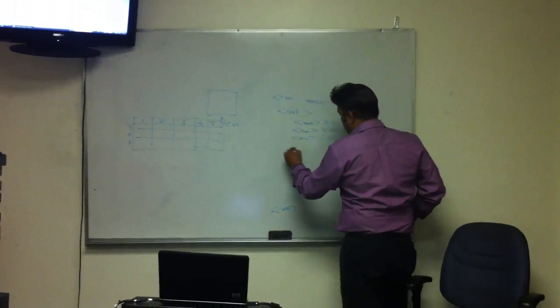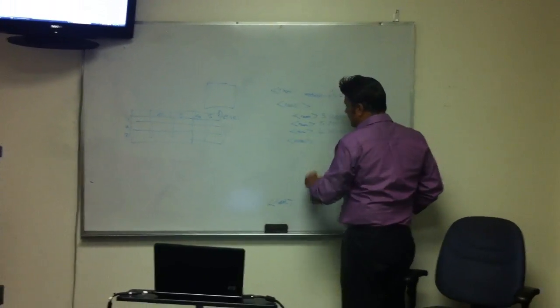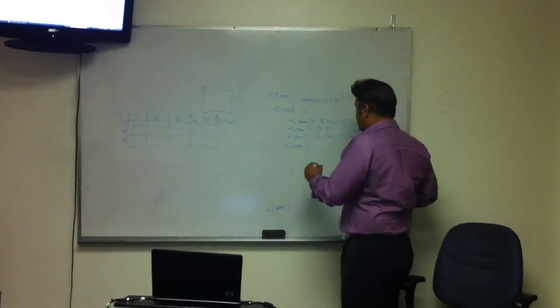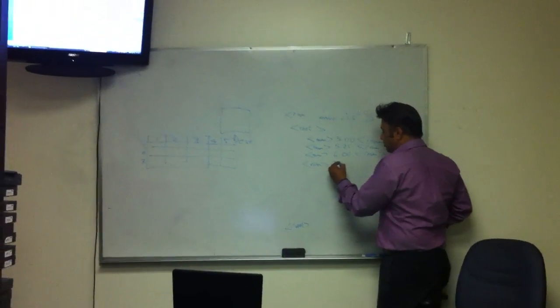And so this is a simple XML document because in this, all my columns are labeled as num, so it makes it more simple for me.